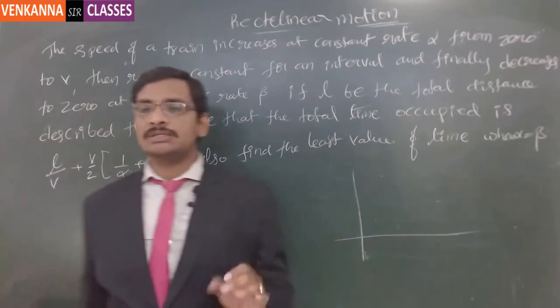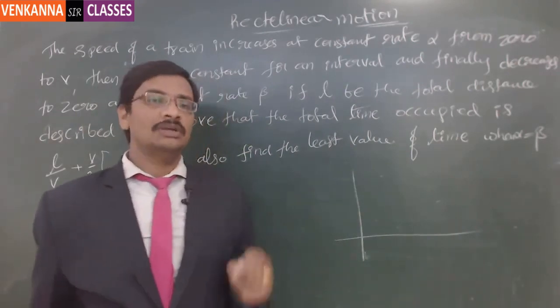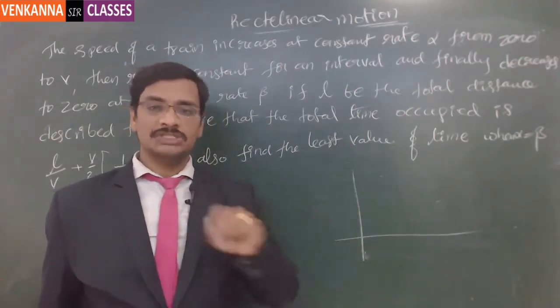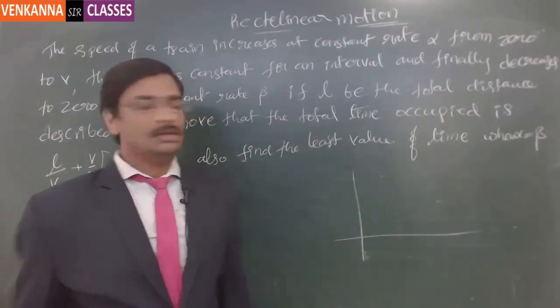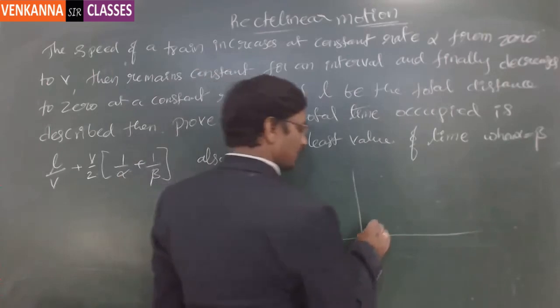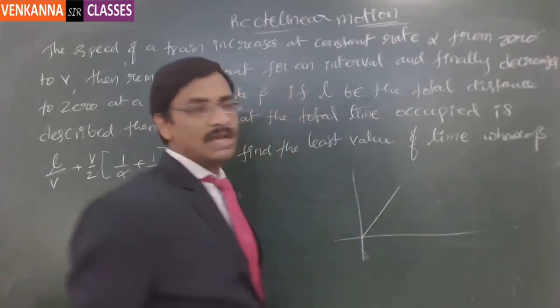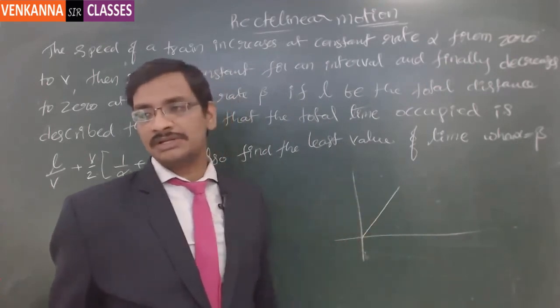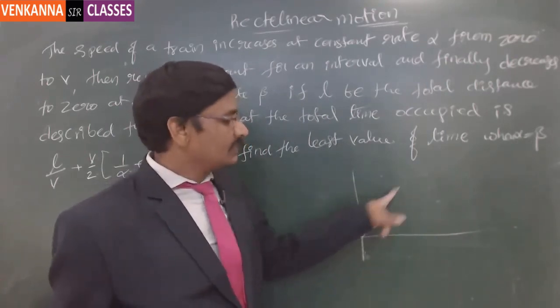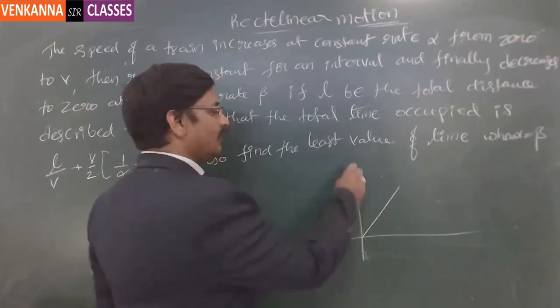Suppose a train started from Hyderabad. At the time when it starts with 0 velocity, it keeps on rising to a certain velocity. That means when it rises to a certain velocity, it maintains a constant acceleration, and that rate of velocity change is nothing but the acceleration. So this line has a constant slope. This is the velocity time graph.